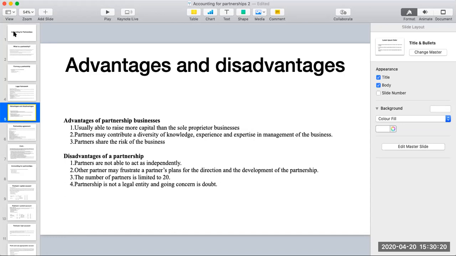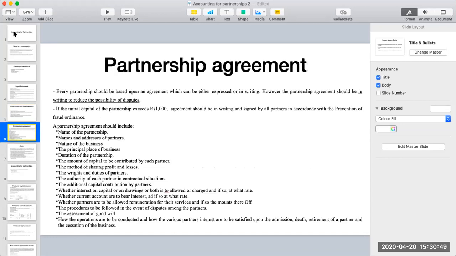Therefore, the going concern is a doubt as a result of not having a legal personality. Other than these advantages and disadvantages which I mentioned here, there can be other advantages and disadvantages as well. So you can decide whatever it is, and you can give more and more advantages and disadvantages for having these partnerships. Right, now we discussed in order to be a partnership business, there should be a partnership agreement.